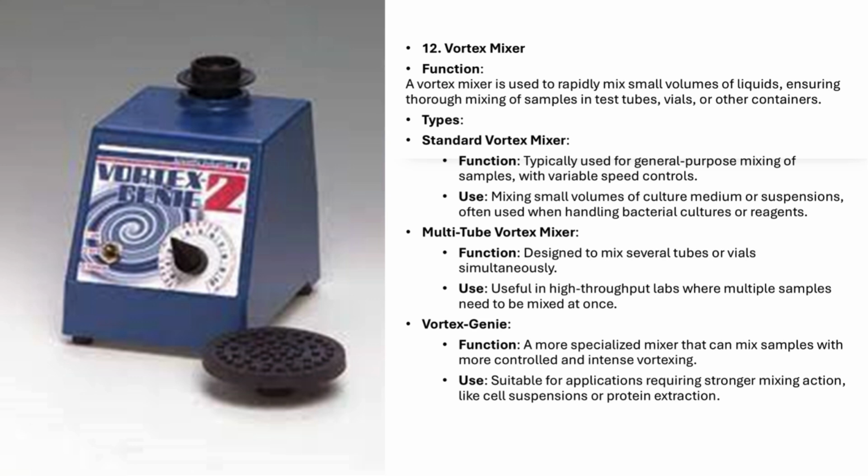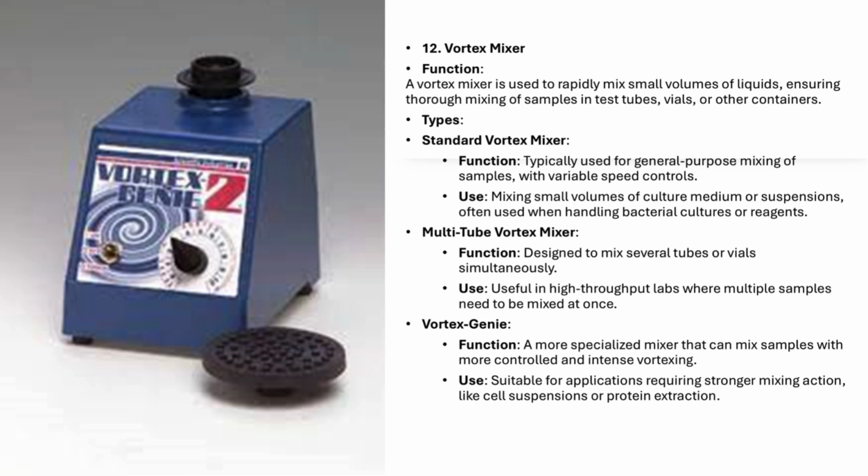Types of vortex mixers. There are several types of vortex mixers designed for different levels of mixing intensity and volume needs. Standard vortex mixer. The standard vortex mixer is the most commonly used. It's great for general-purpose mixing and comes with variable speed controls, allowing you to adjust the intensity of the vortexing. It's perfect for mixing small volumes of culture medium or bacterial suspensions, ensuring everything is thoroughly combined.